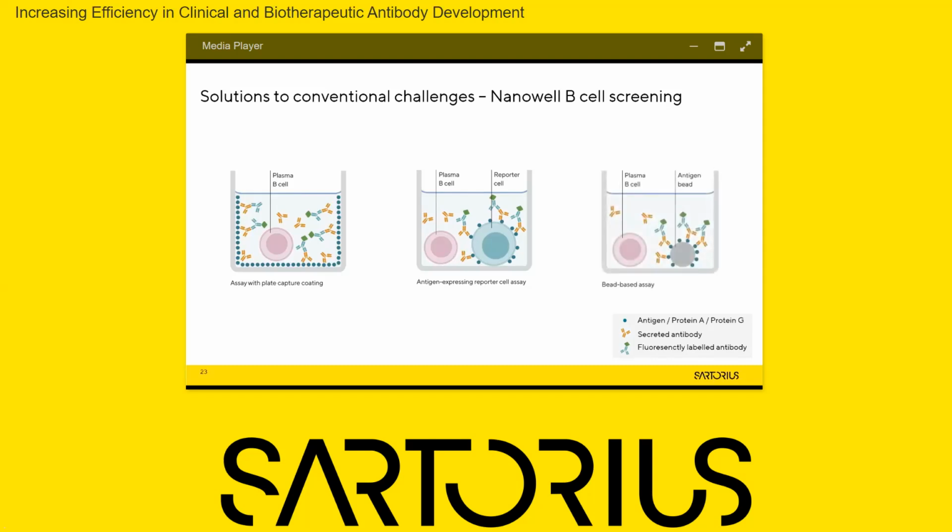And finally, another option is to use the bead-based assay, where, in a similar way to the antigen-expressing reporter cells, you'd use beads instead. So these beads already have antigens coated on the surface, and it's the same kind of technique. So your B cell would secrete the antibodies of choice. They would bind to the antigen that you're hoping to target, and then you would use fluorescently labeled antibodies to bind to the secreted antibody to give you a nice fluorescent signal, so that then you can look at your nanowell plate and you can select those nanowells which have your B cells that are producing the antibody that you're looking for.